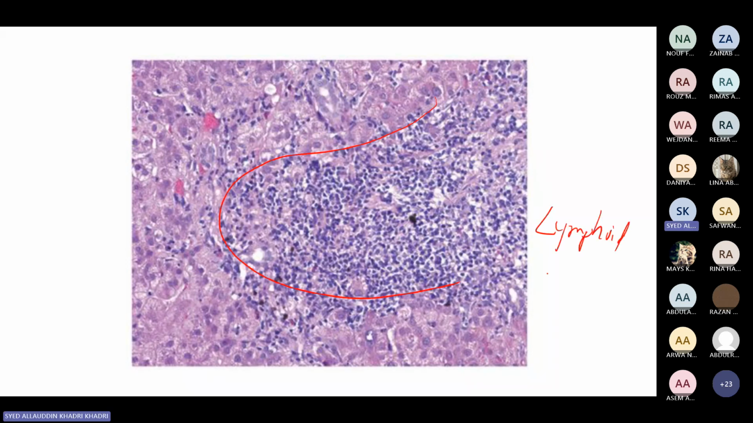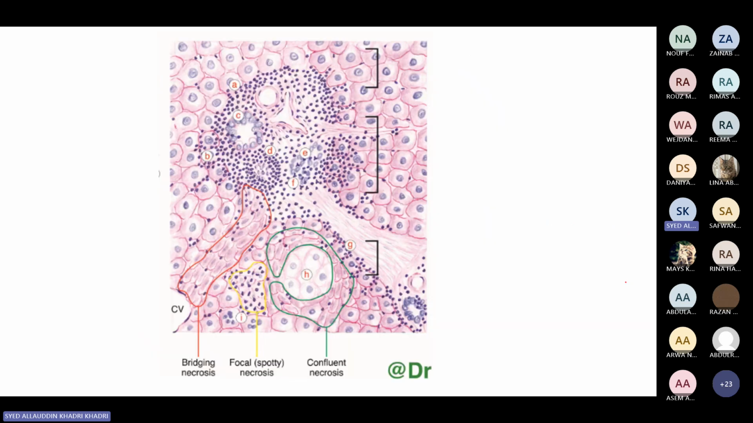Lymphoid nodule in the hepatocytes. Okay, hepatitis C, and this is basically chronic hepatitis. You can see the bridging necrosis. It bridges and crosses and causes the spotty, focal spotty necrosis, confluent necrosis. All this area will become necrosed. This is the classic spotty necrosis and the bridging necrosis.